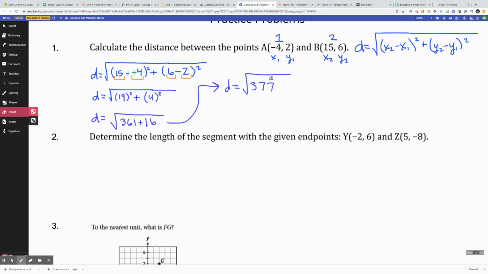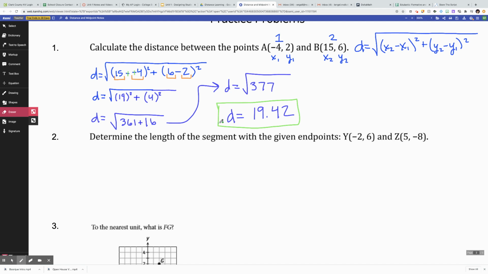I'm doing this on my calculator and I pressed the wrong button. Okay, so the square root of 377 is 19.4, and I'm going to round to 2 decimal places, 19.42. So that is my answer.